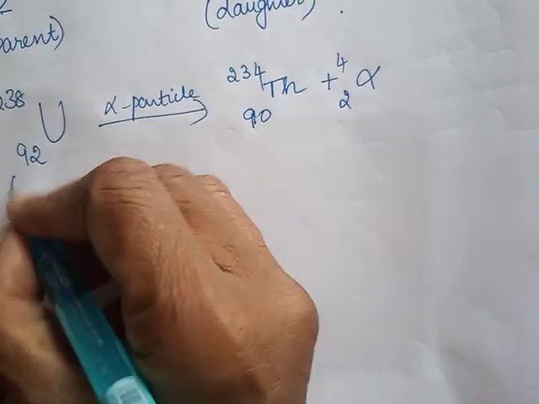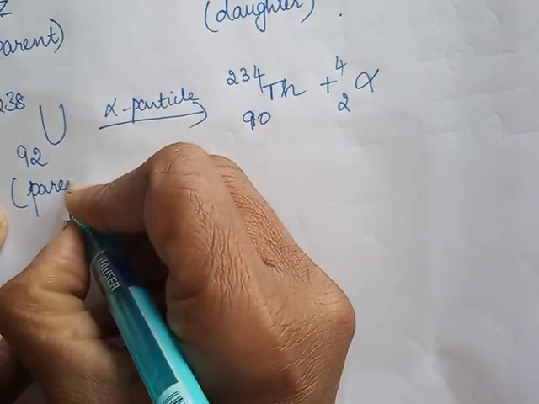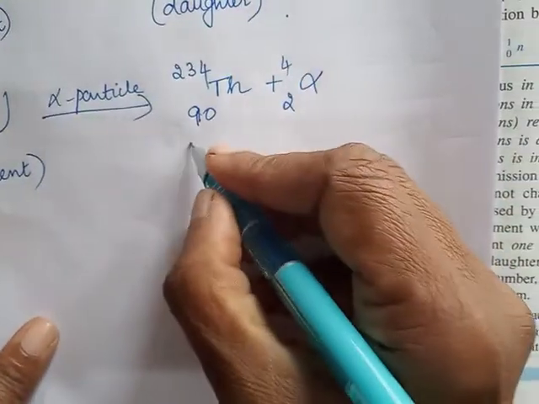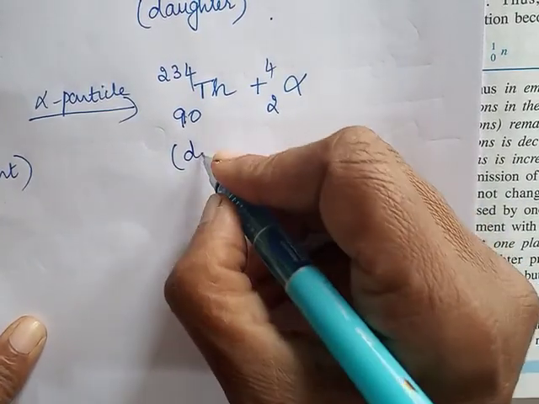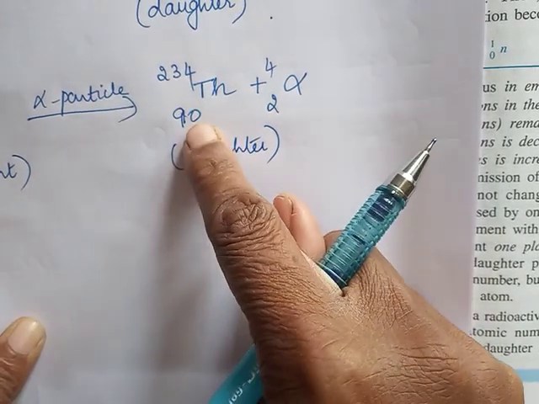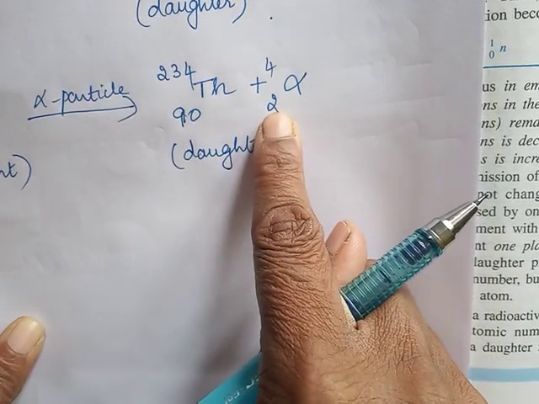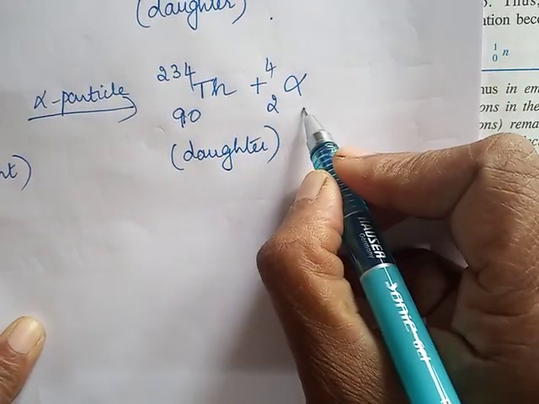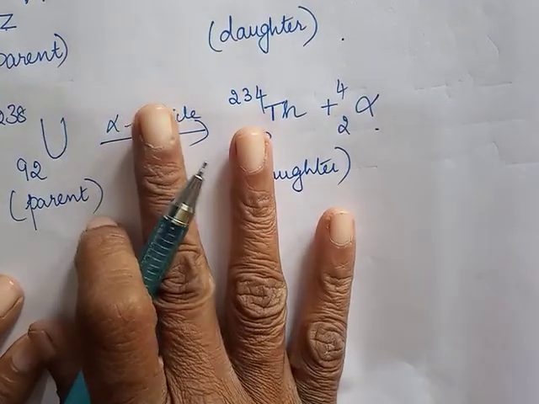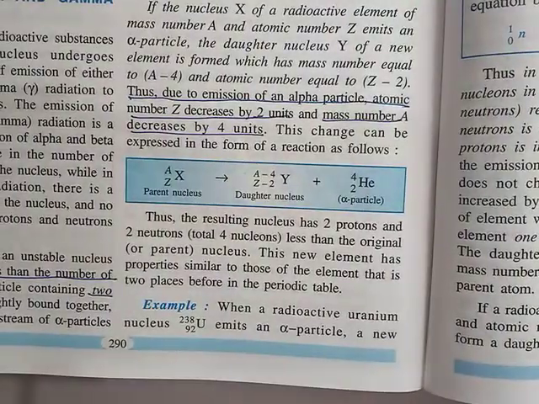So uranium was the parent nuclei whose mass number is 238 and atomic number 92, and then it disintegrated to form thorium of mass number 234 and atomic number 90, along with the emission of an alpha particle. Hope you understood, children. So this is what will happen in an alpha emission. Now let's go to beta emission.